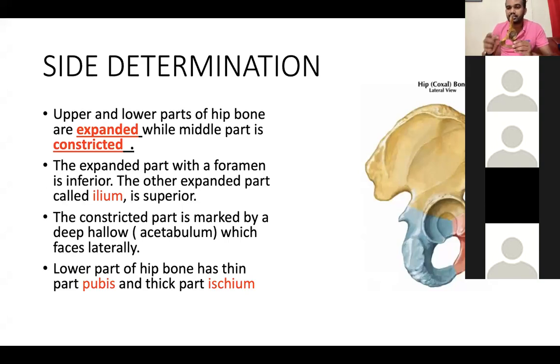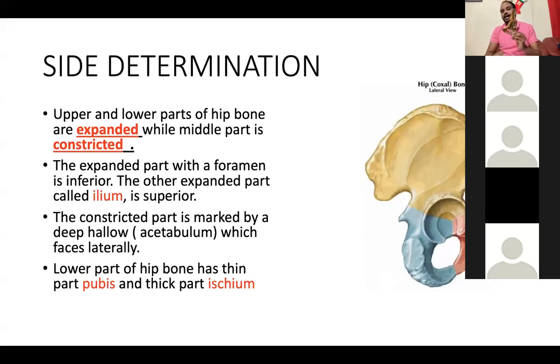And after this, the pubis, the thin part in the lower part of the hip bone, has to be placed anteriorly. The ischium has to be placed posteriorly. So with these 4 points, one will be able to identify the side of this bone.